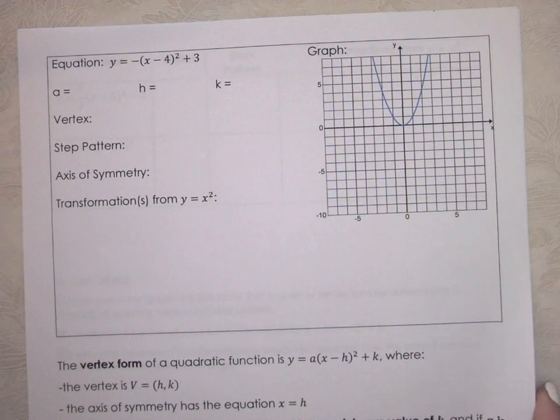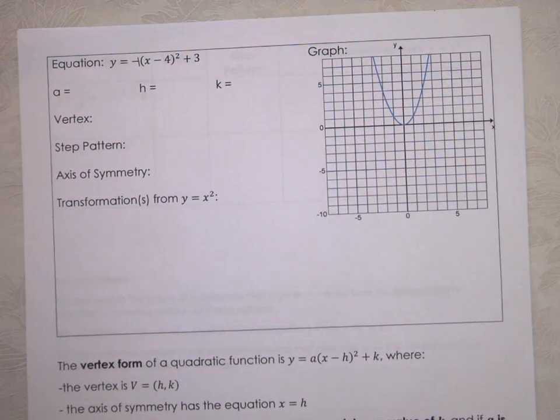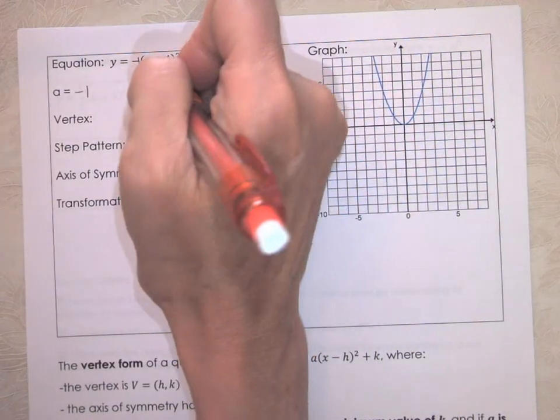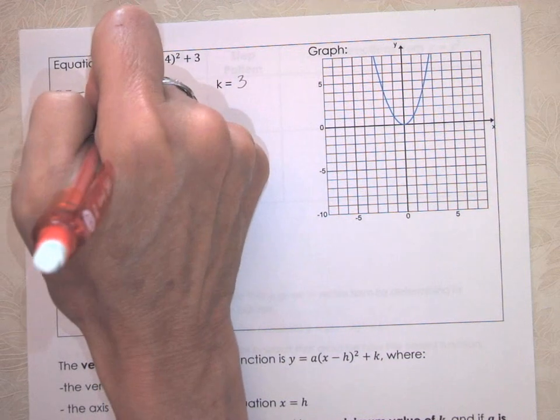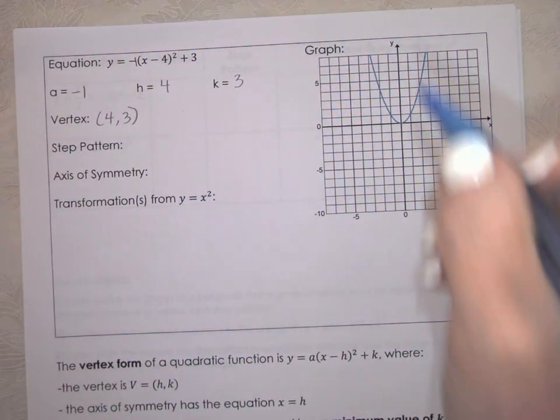All right, one more here. So we've got y equals negative. There's a little 1 that you assume is between the negative sign and the bracket. So a is -1, h is 4, and k is 3. And we know our vertex is hk, so 4, 3. So we can plot our new vertex.